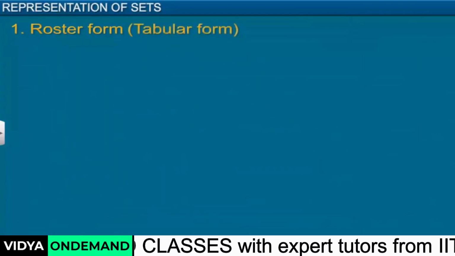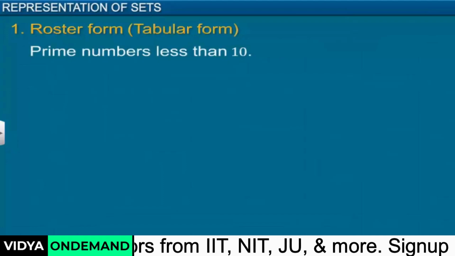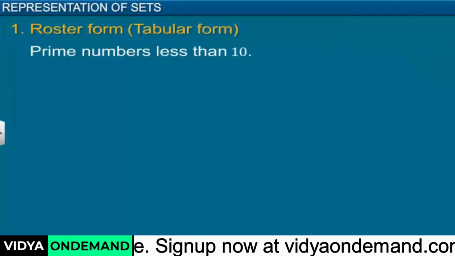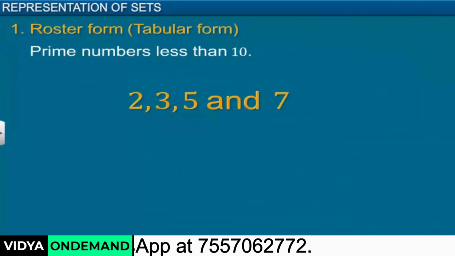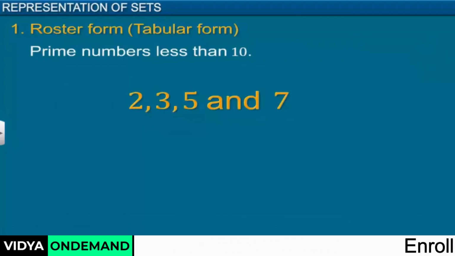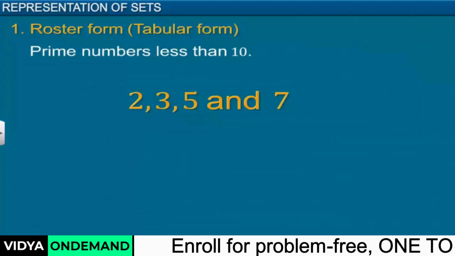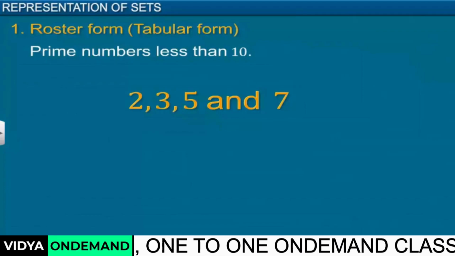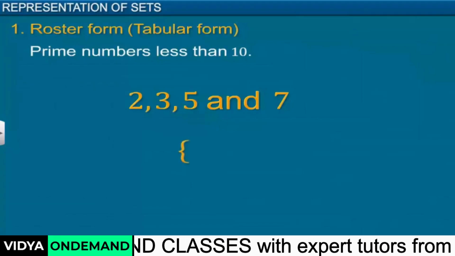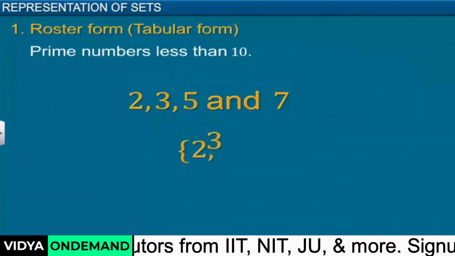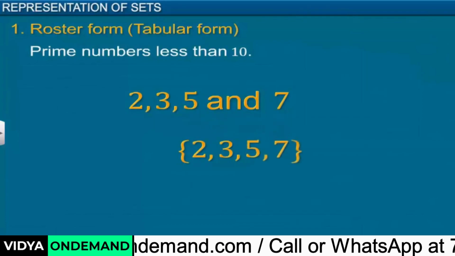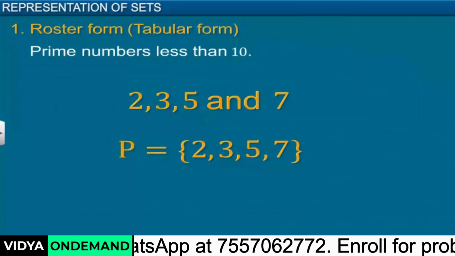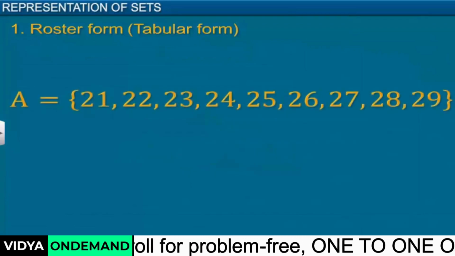Suppose there is a set of prime numbers less than 10. The prime numbers less than 10 are 2, 3, 5, and 7. To represent this set in roster form, we simply start with a bracket, list the elements and close with a bracket. Let's name this set as P. Similarly, a set of natural numbers between 20 and 30 is represented as shown.